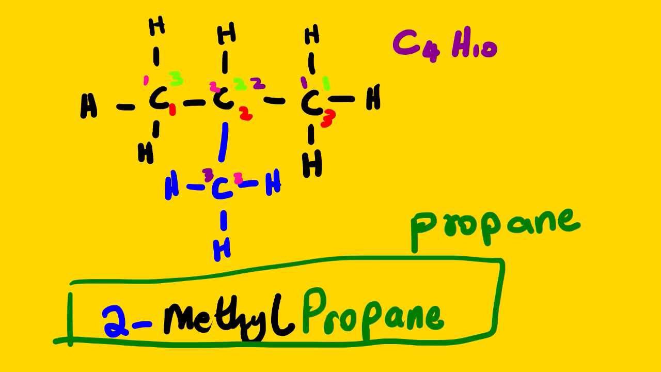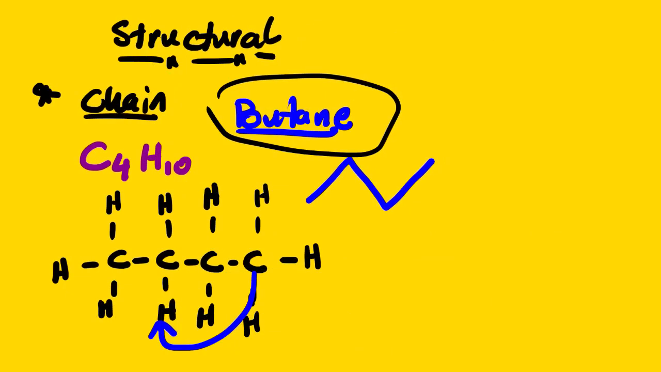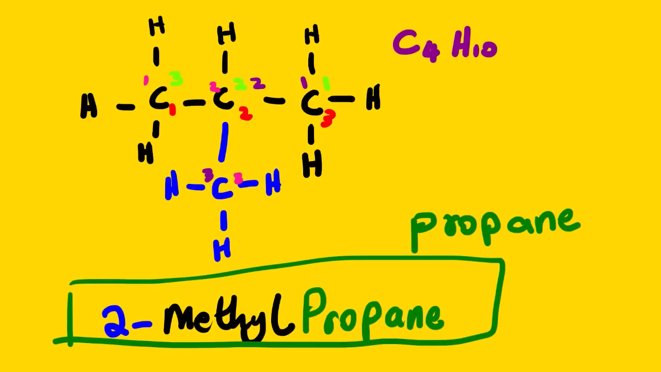Let us look at another example. But before we get there, you might hear words like n-butane, which is also referred to as butane. And then this one, instead of saying 2-methylpropane, we can say it is isobutane. It is an isomer of butane, so that is why we say isobutane.